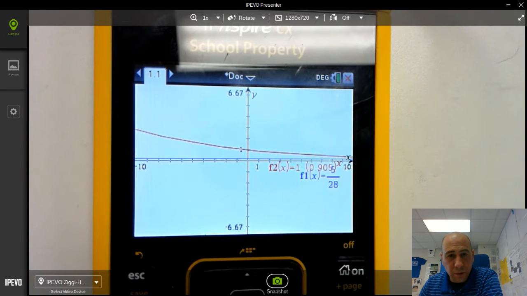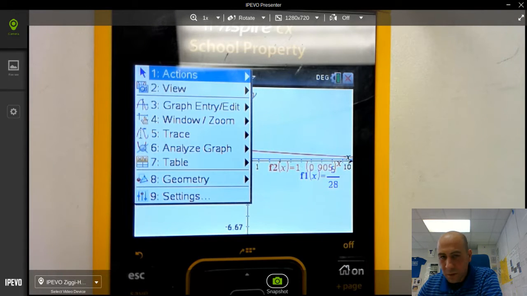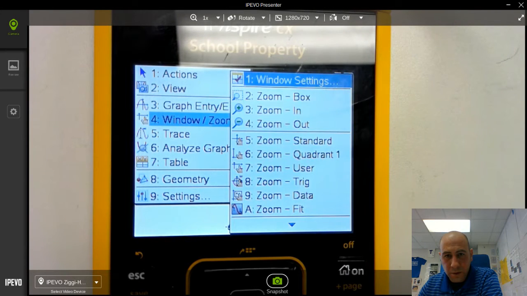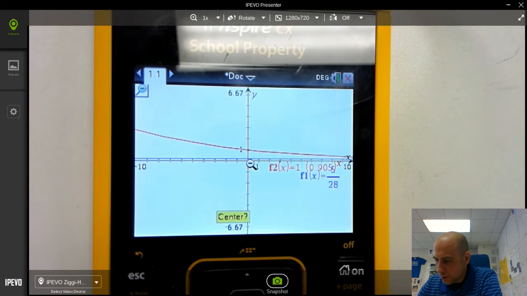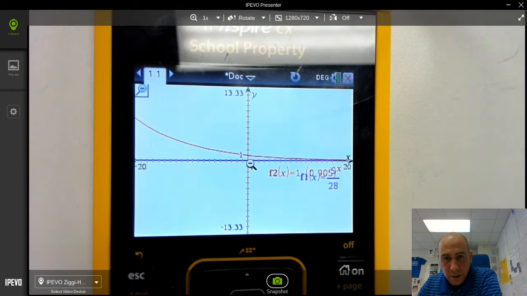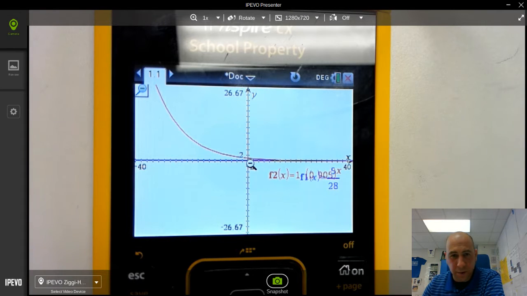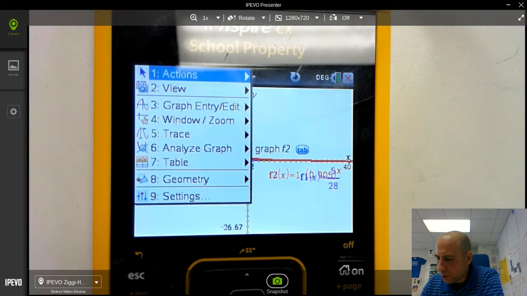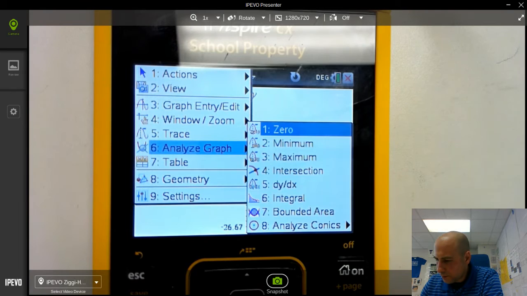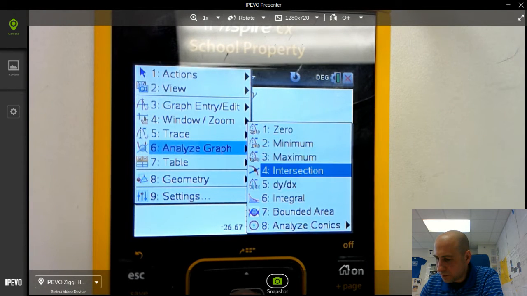All right, so it looks like they're going to intersect, but we can't see the intersection, so we're going to go to Menu, Window Zoom, Zoom Out, and I click. Maybe let's click again. All right, that looks like we have the intersection point. It's a little hard to see, but it looks like we have it. So we're going to press Escape, and then go to Menu, Analyze, Intersection.